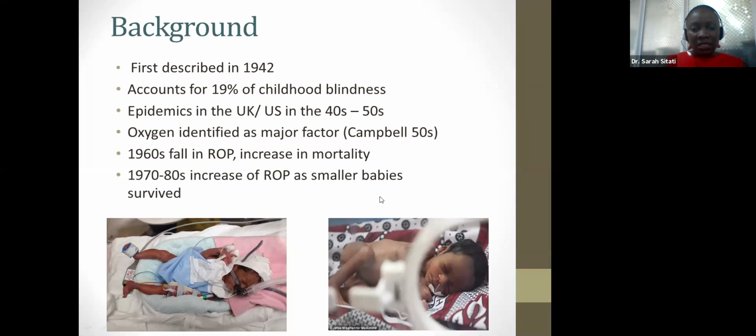In the 1970s and 80s, we started seeing another increase of ROP as more and more smaller babies survived. Kenyatta National Hospital had a feature on, we survived, I think, a 900-gram baby last year, and their departure from the hospital was a fanfare. But these are the kind of babies that are surviving more and more here. And so we are starting to see more and more children presenting with retinopathy of prematurity.